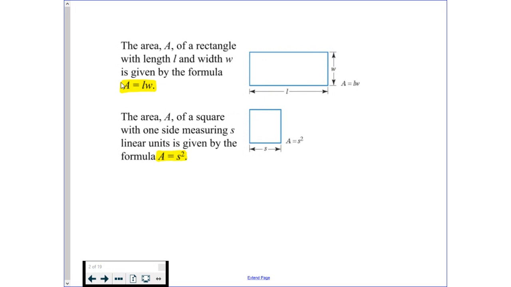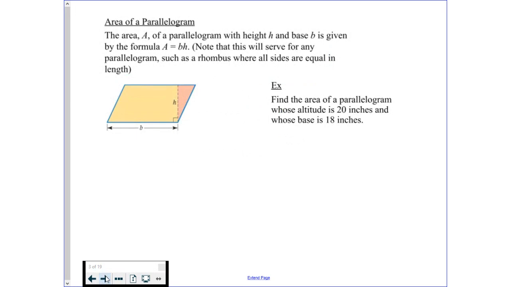Okay, so we have area of a rectangle and area of a square given by that. Now next, we go to area of parallelogram. So a parallelogram has two sides which are parallel. These opposite sides are parallel. That's why it's called a parallelogram. Now, for a parallelogram, this is what will happen.